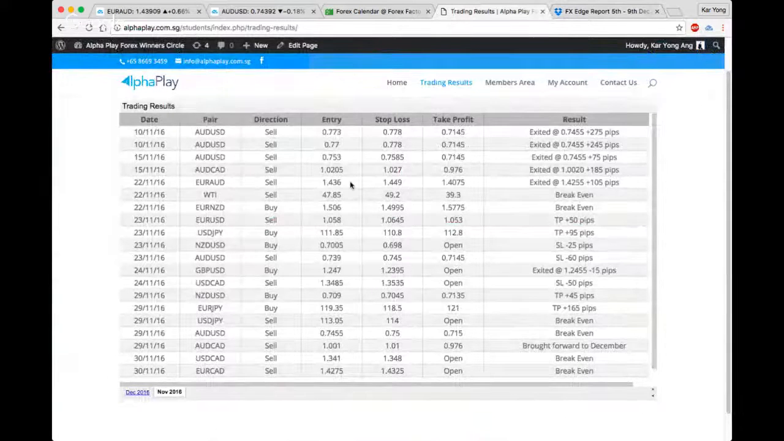This is just to share with you, for the past 1 month, some statistics: how many trades we took in the month, what the hit rate is, some of the stop losses, as well as the total performance for the particular month.